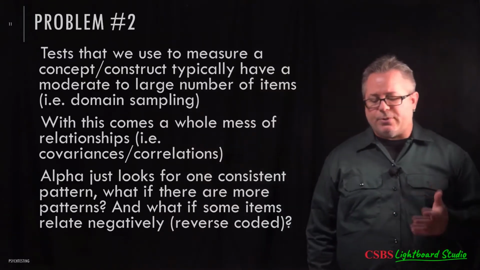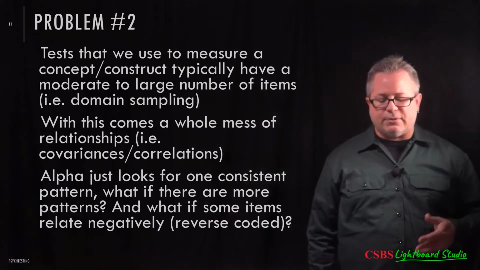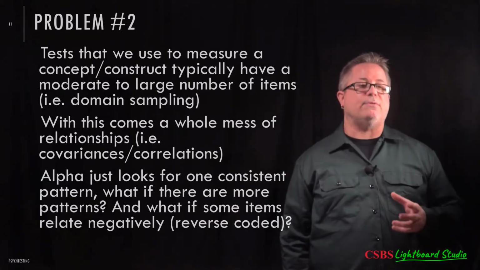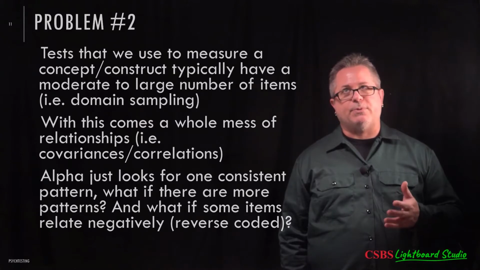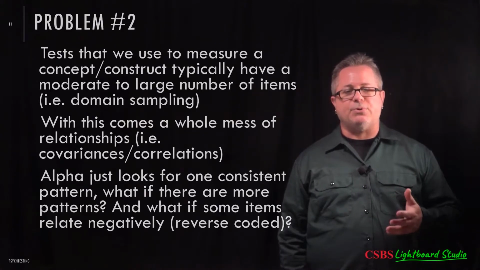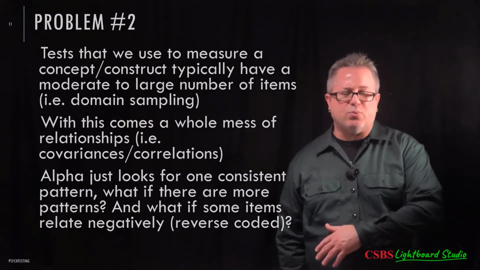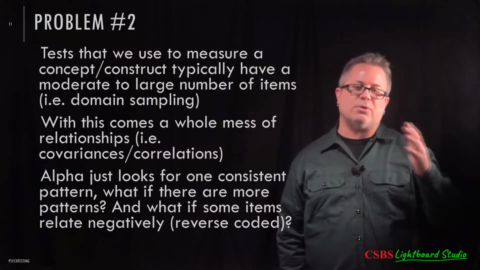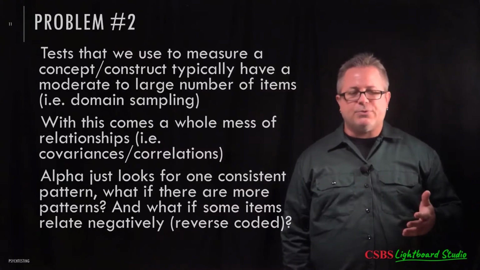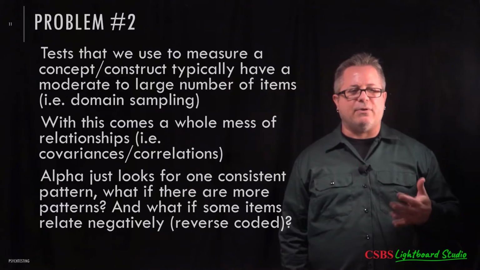And if we use something like Cronbach's alpha to look at the internal consistency of those items, well, that starts to become problematic because there's a couple of issues. One, if we assume that there's just one general pattern across all these large number of items, we can use Cronbach's alpha, but it's likely not to fare very well.